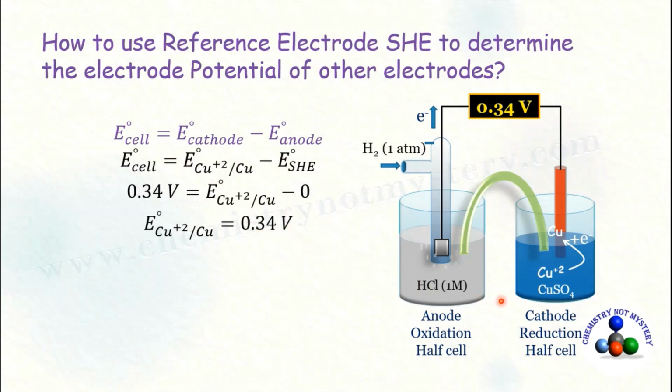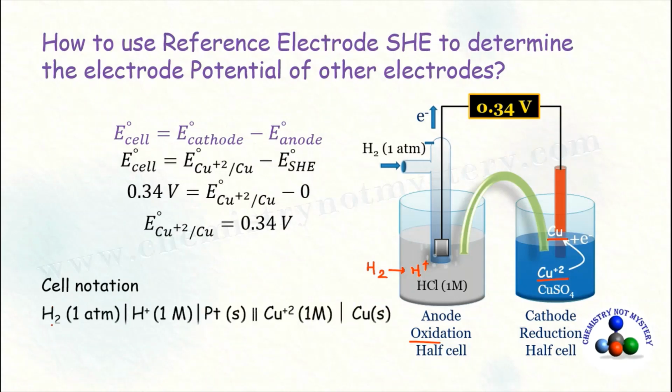Now let's write the cell notation for this cell. Here anode is made up of SHE and cathode is made up of copper electrode. First we are going to write the information about anode, then we are going to write information about cathode. Anode and cathode are separated by a salt bridge. So first write the information about anode. At anode, oxidation takes place. So at anode, H2 gas will convert into H plus ion. And at cathode, reduction takes place. Here copper 2 plus ion converts into copper.